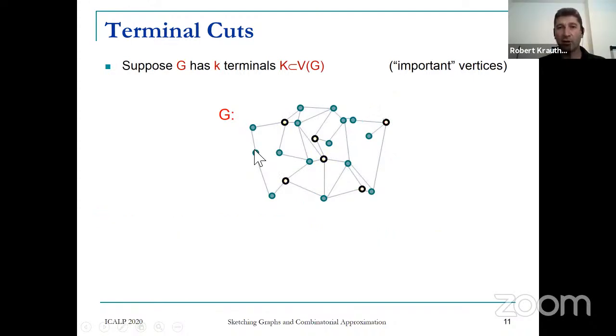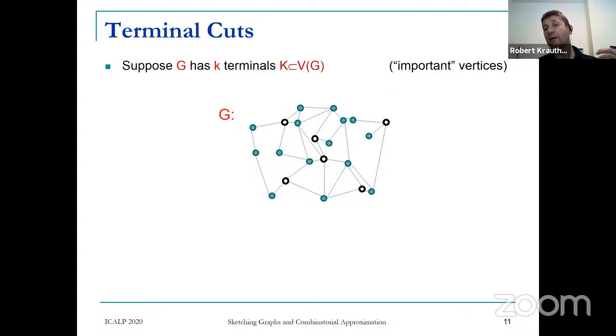So now what I want to look at is this graph. It has terminals, and I'm going to assume it has k terminals. So you denote the number of terminals by k. I'm going to assume k is much smaller than n. So it's like a huge graph, maybe like the internet or a social network or something. But there's a small set of vertices that I really care about, and these are usually called terminals. And here in this picture, I drew them with these black circles.